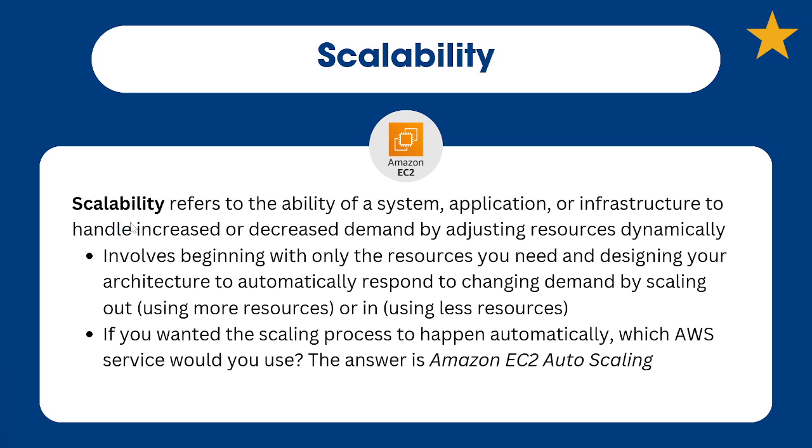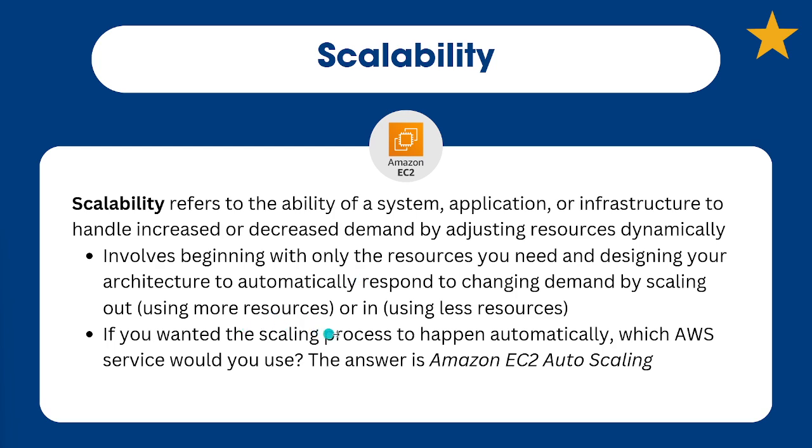So the ability to scale up and down, or in or out, the amount of resources you're using is crucial in order to meet demands. So scalability refers to the ability of a system, application, or infrastructure to handle increased or decreased demand by adjusting resources dynamically. It involves beginning with only the resources you need, designing your architecture to automatically respond to changes in demand, and then scaling out, which means using more, or in and using less resources based on that demand.